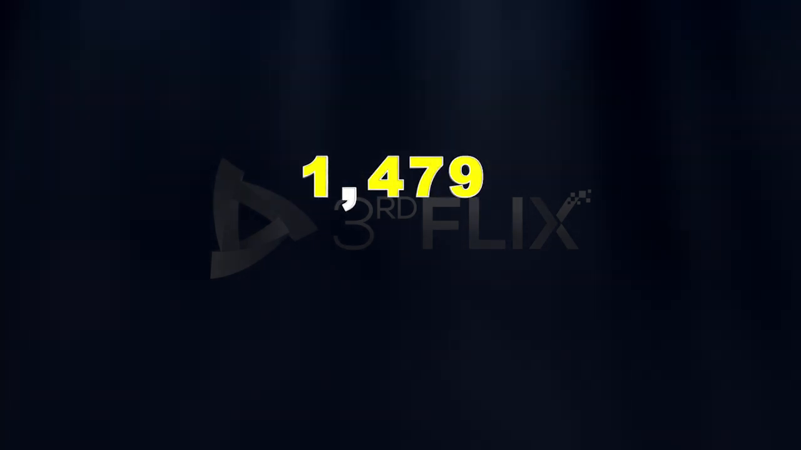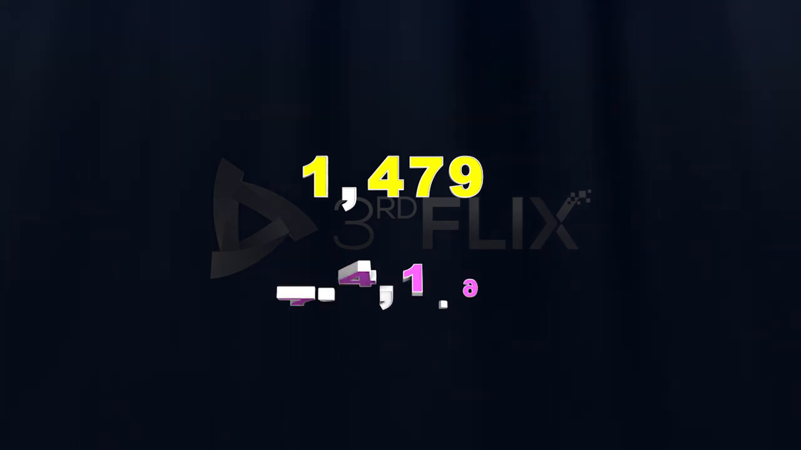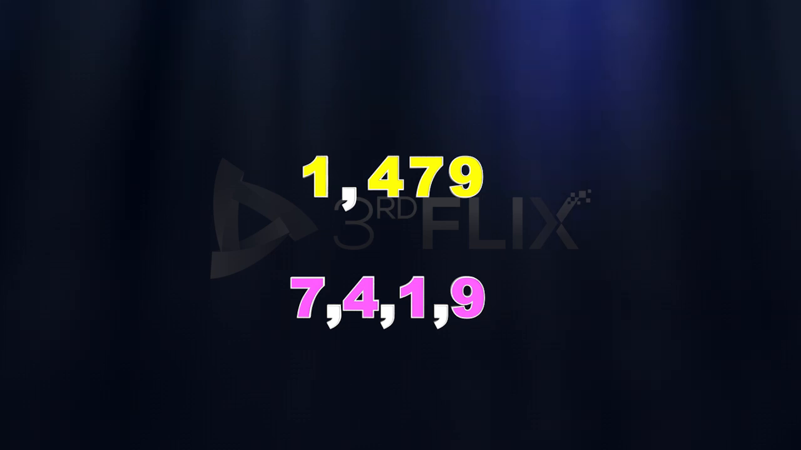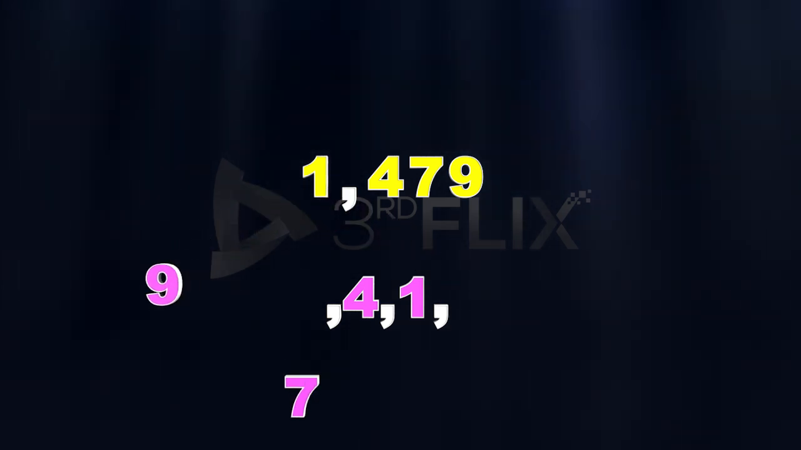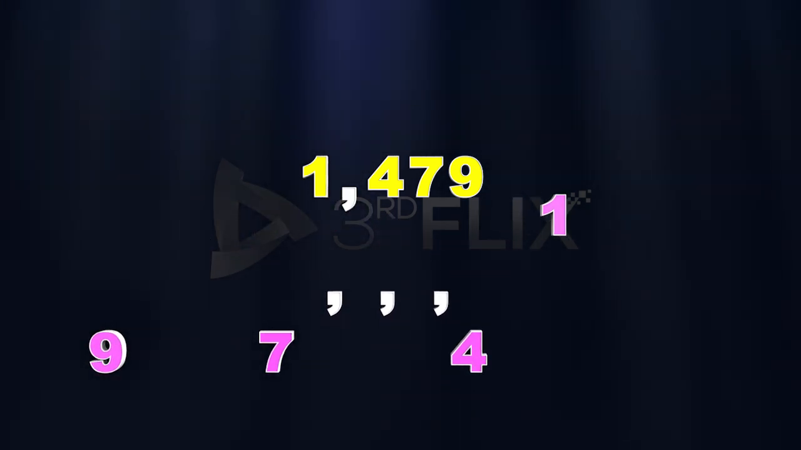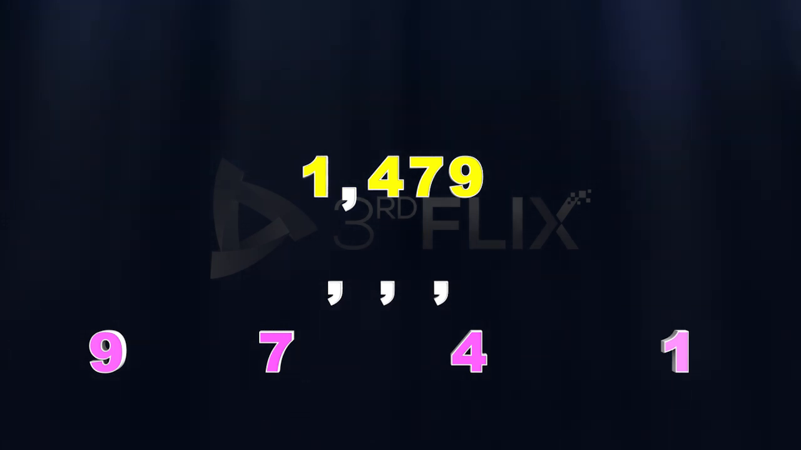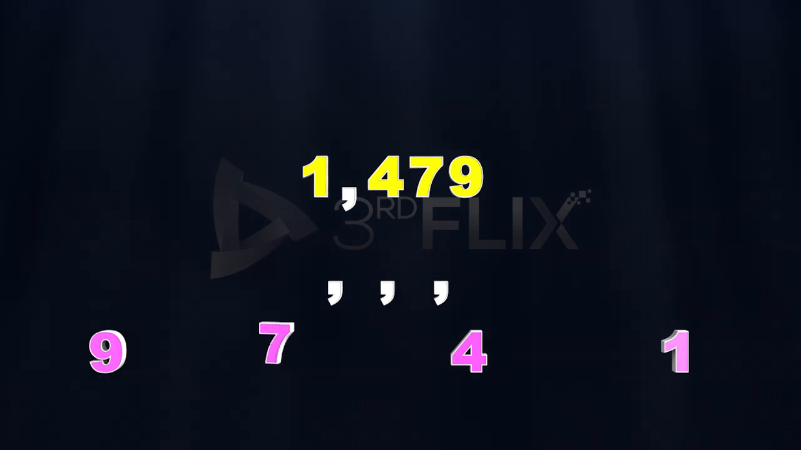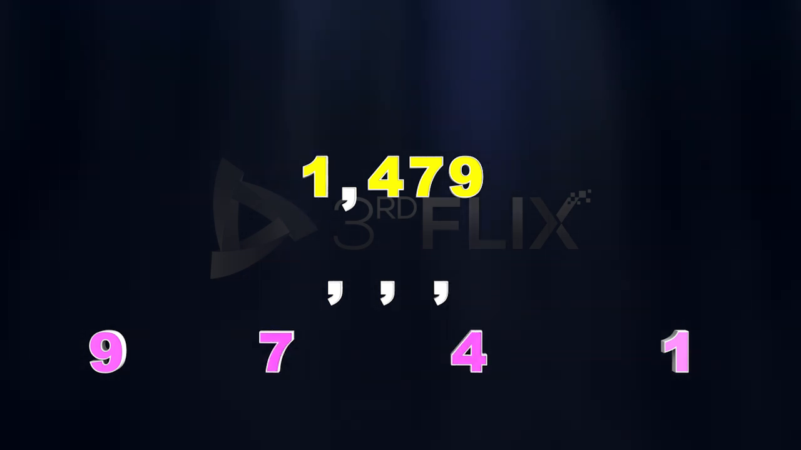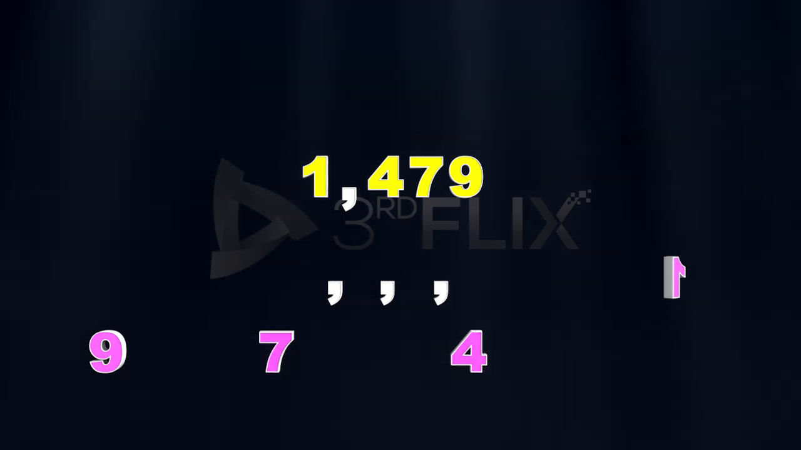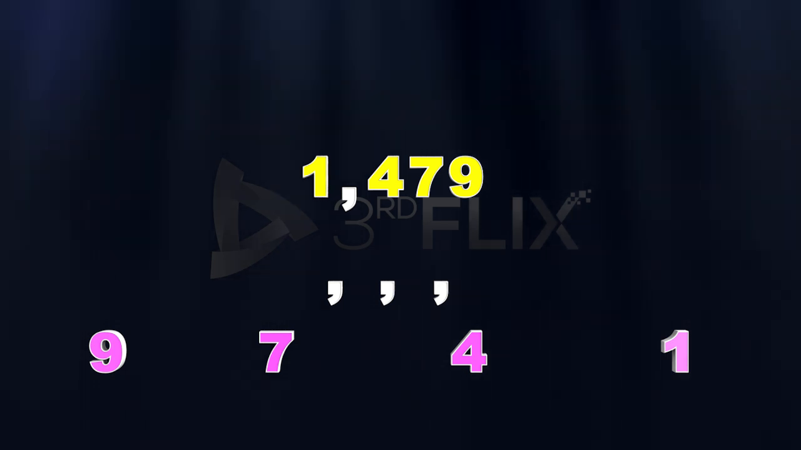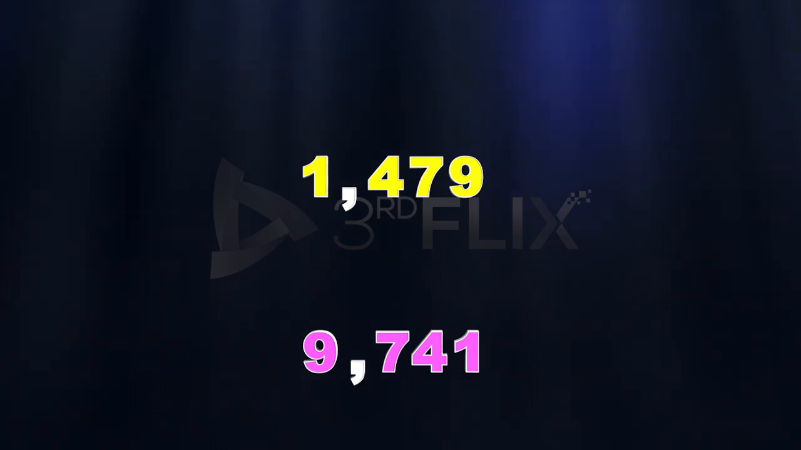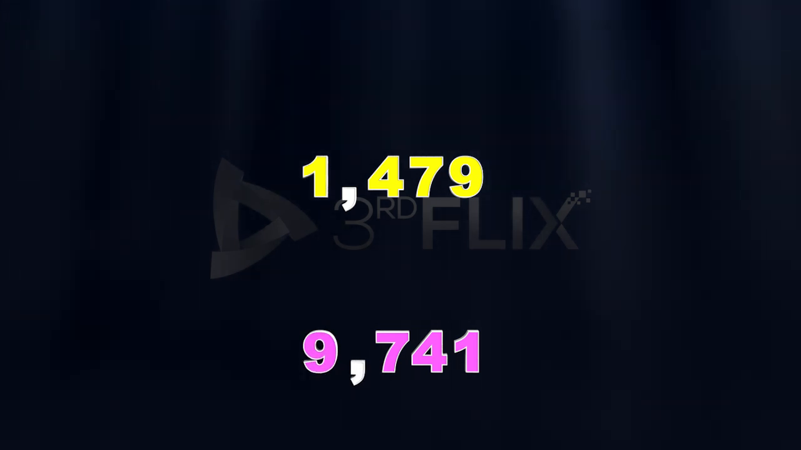1479. Now, to get the greatest number, we arrange the digits in descending order as 9, 7, 4 and 1. So, the greatest number is 9741.